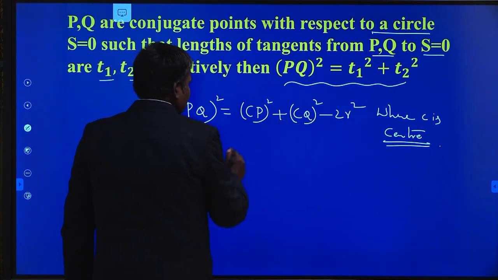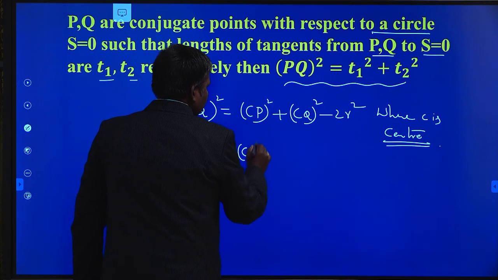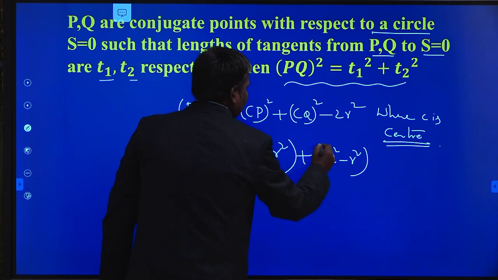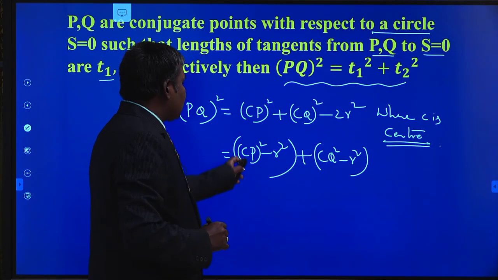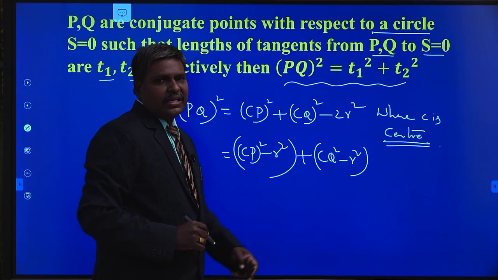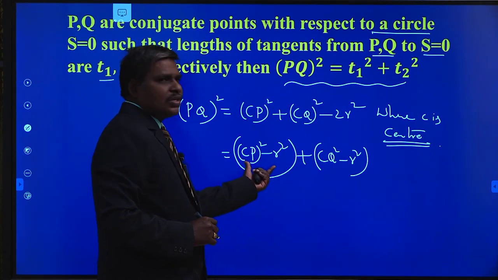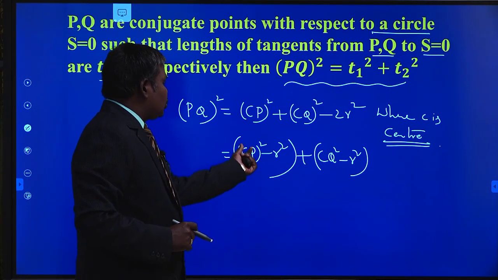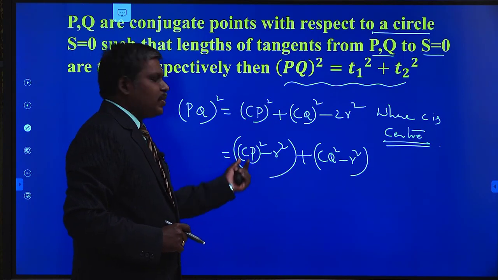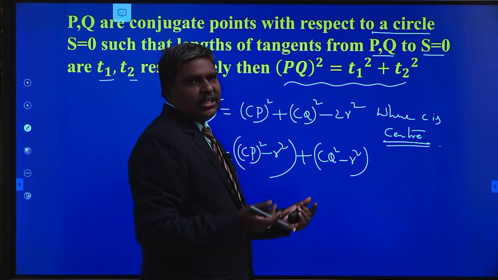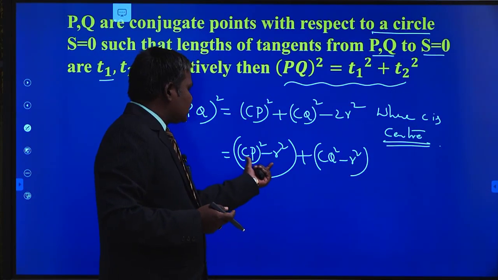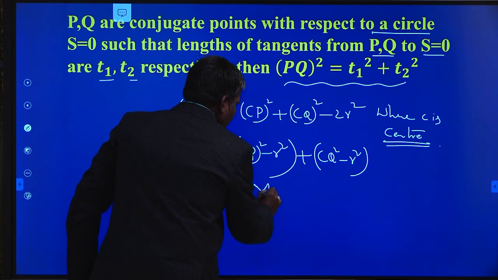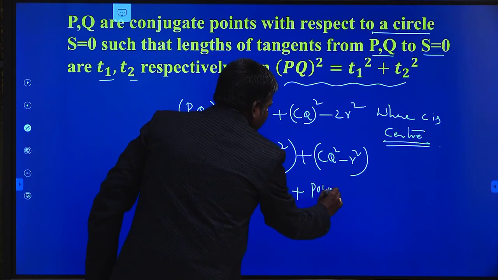Just I manipulate this right side part like CP square minus R square plus CQ square minus R square. Can I write in this manner or not? My dear students, go for the definition of the power of the point. What is the power of the point here? The distance from C to P whole square minus R square. Power of P is defined in this manner: the distance from center to P whole square minus R square. This is nothing but power of P plus power of Q.